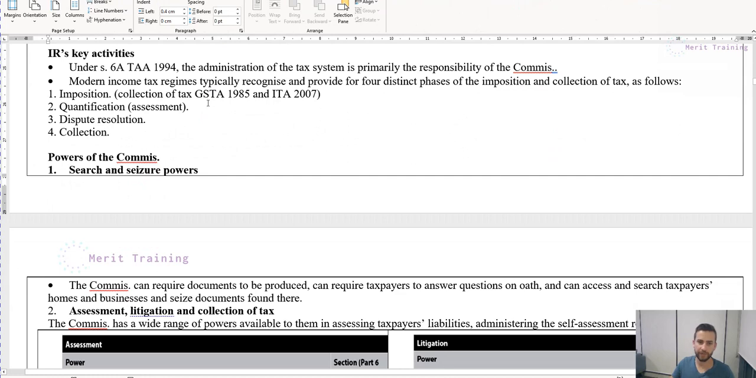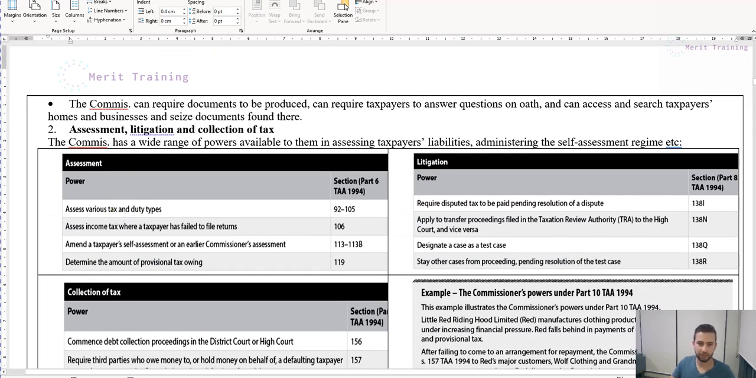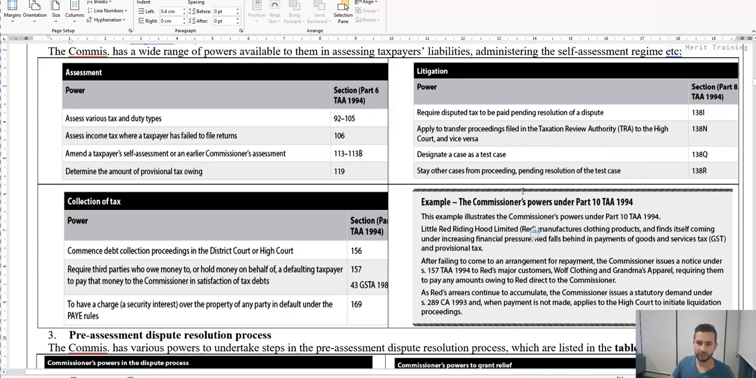So in terms of what powers the commissioner actually has, it's got quite a few, especially in New Zealand. Number 1, and these are going to sound like police powers really, search and seizure powers. The commissioner can require certain documents to be produced. He can say, I want the last 3 years of records. He can also require taxpayers to answer questions on oath, and can access and search taxpayers' homes and businesses and seize documents found there. The second power of the commissioner is assessment, litigation, and collection of tax. The commissioner has a wide range of powers available in assessing taxpayers' liabilities, administering the self-assessment regime, etc., which are listed in the tables down below.